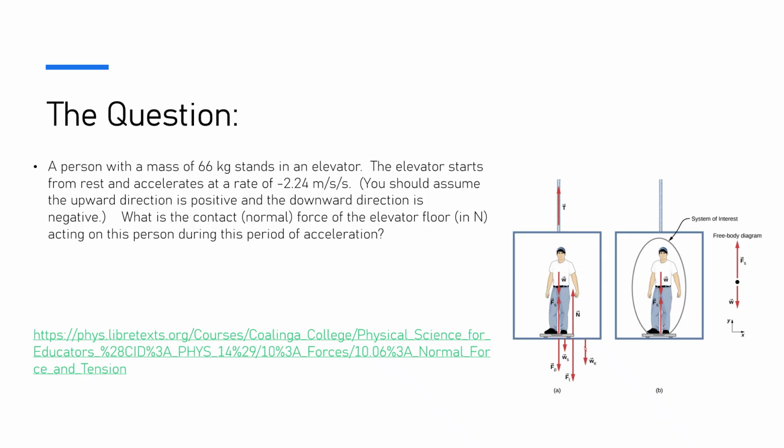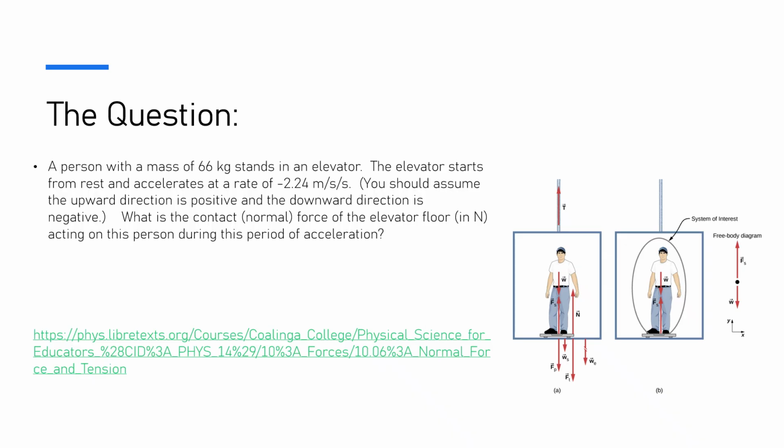So our question is, a person with a mass of 66 kilograms is standing in an elevator, and that elevator is accelerating at a rate of negative 2.24 meters per second squared. Assuming that the upward direction is positive and the downward direction is negative, what is the contact or normal force of the elevator floor in newtons acting on this person during this period of acceleration?